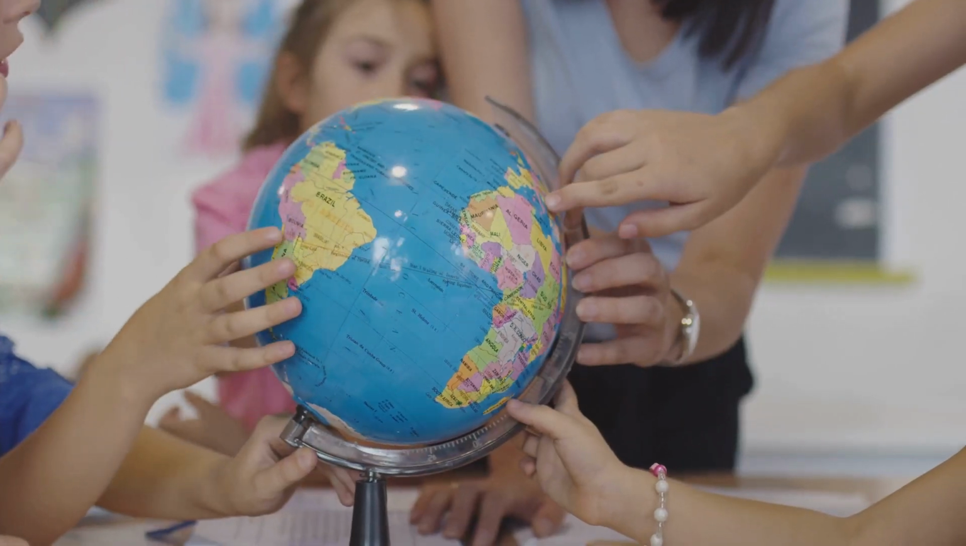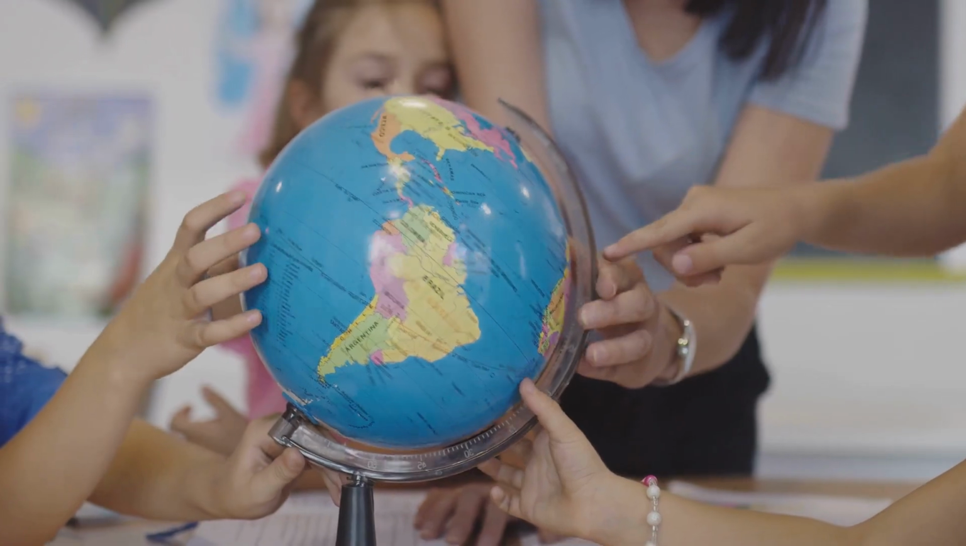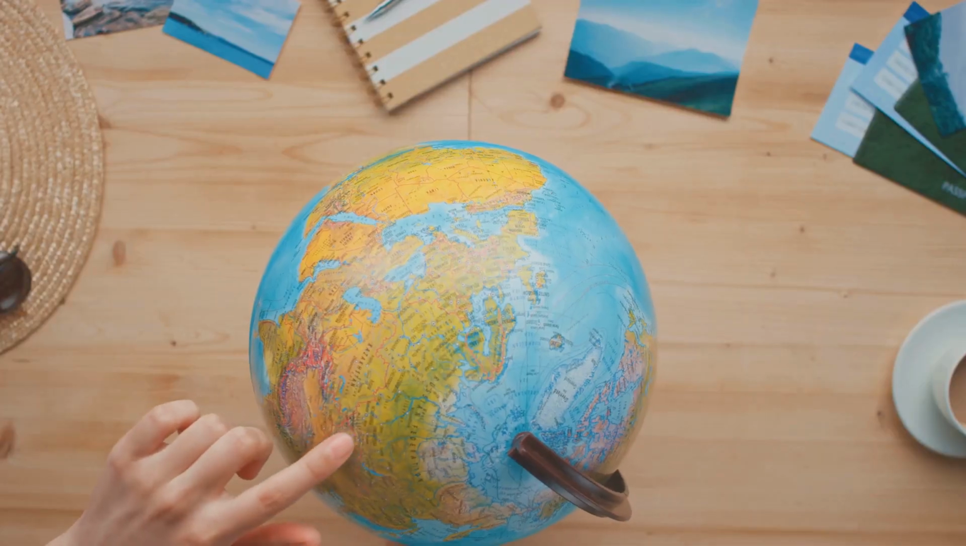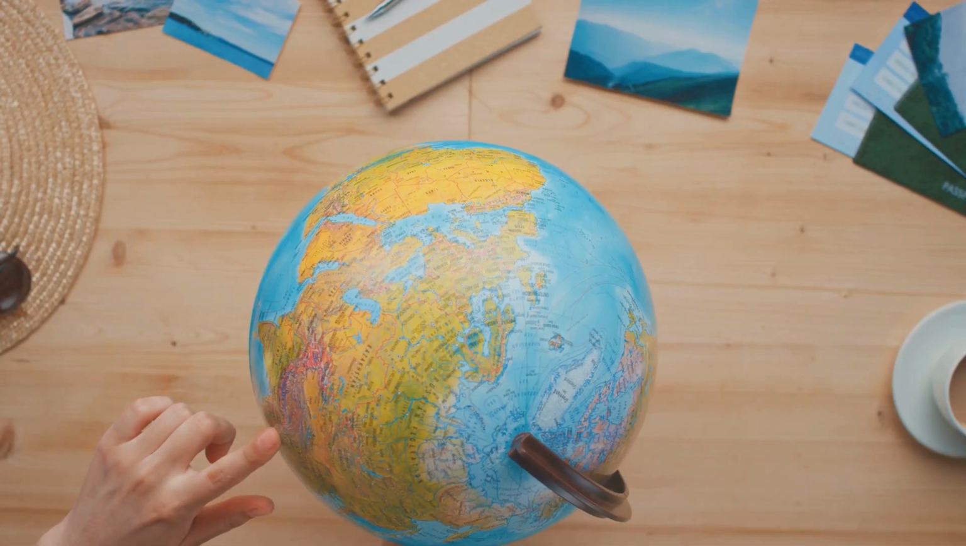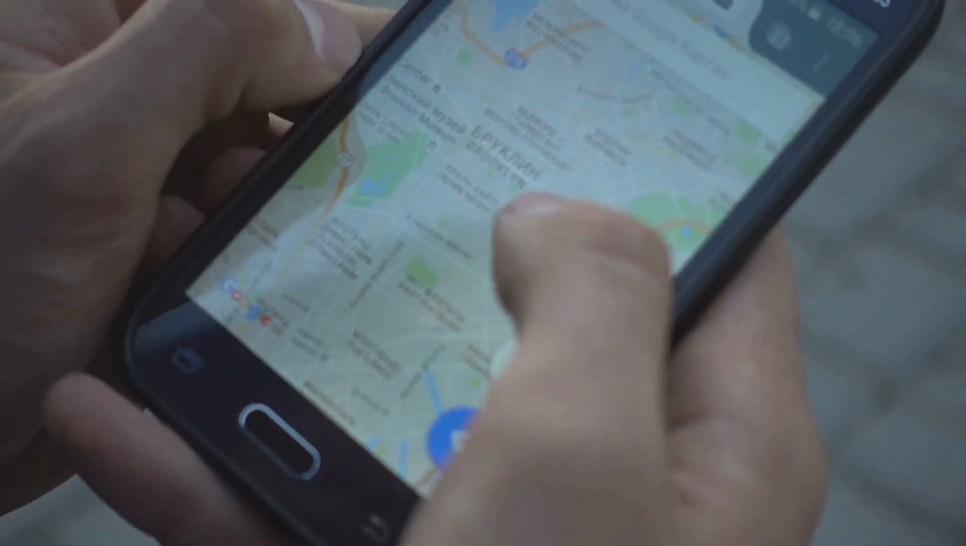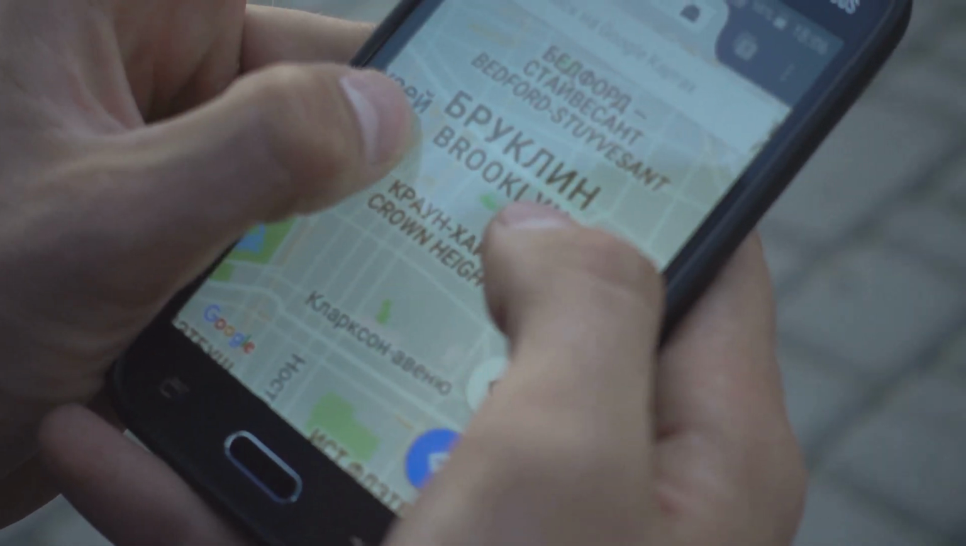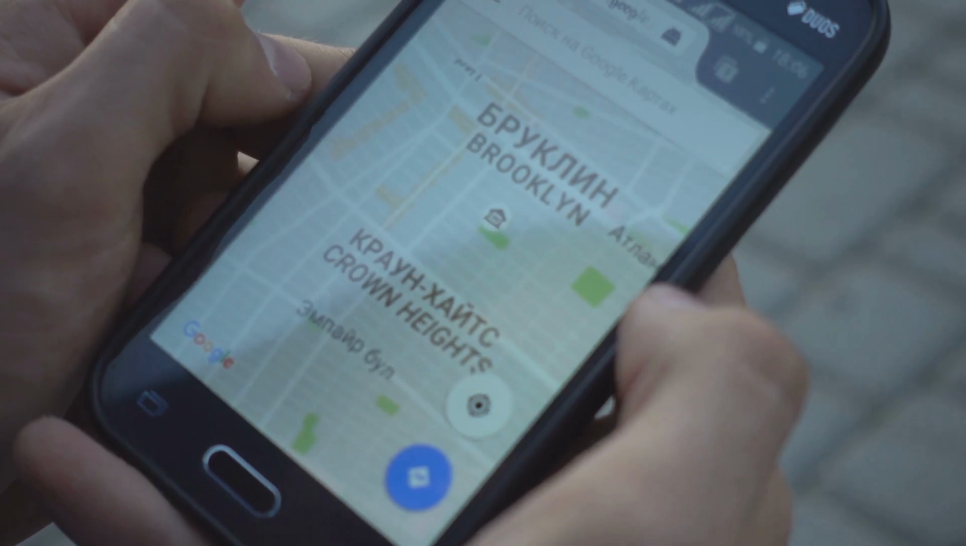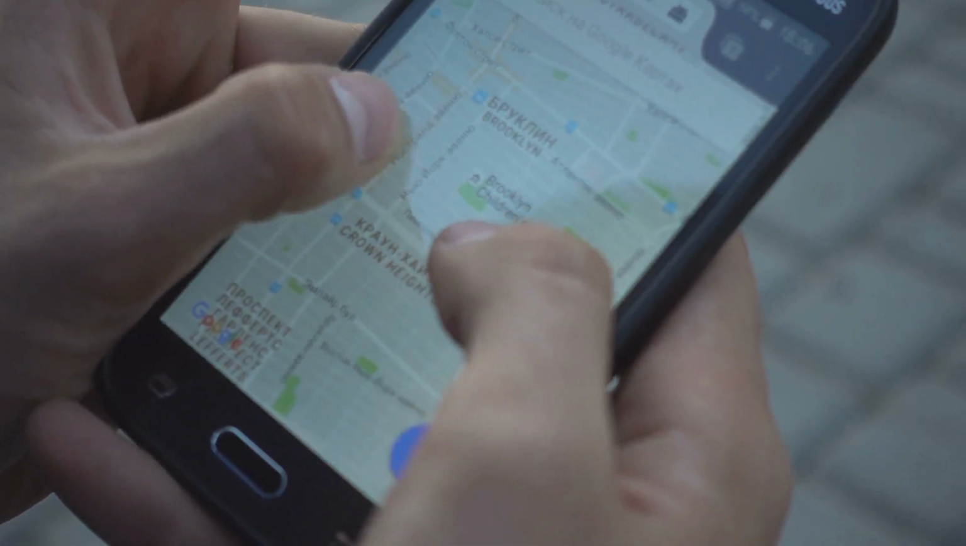But maps and globes are more than just tools. They connect us to the world. They show us where things are, help us understand global events, and even help us meet people from different cultures. So, next time you open a map, remember, you're not just looking at lines and dots. You're unlocking the story of our planet.